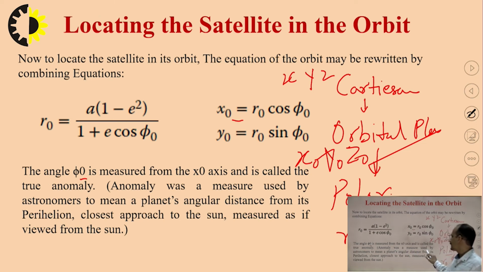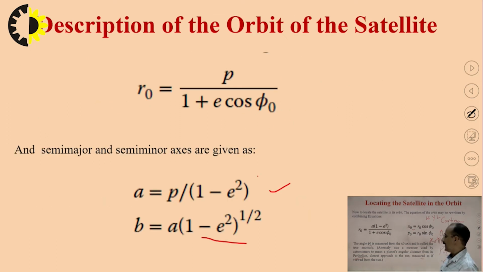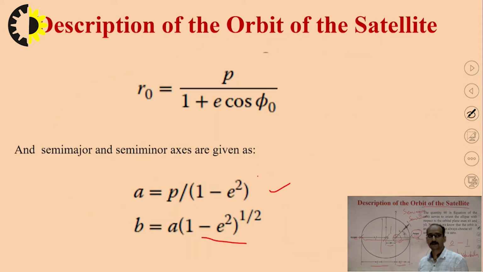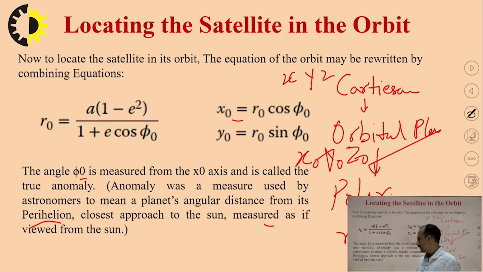Anomaly was a measure used by astronomers to mean a planet's angular distance from its perihelion, the closest approach to the sun, measured as if viewed from the sun. Here a new word is coming, that is perihelion. Perihelion and aphelion are related like apogee and perigee. When we talk about the perigee, it means the closest distance from the earth. Similarly, perihelion means the closest approach to the sun.